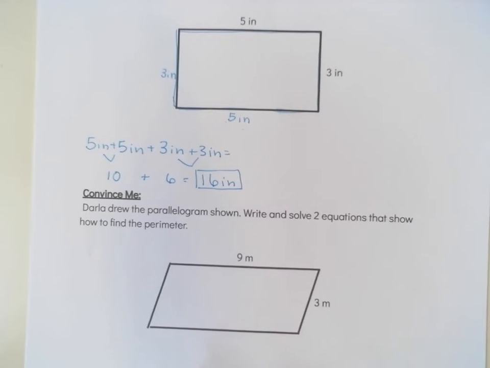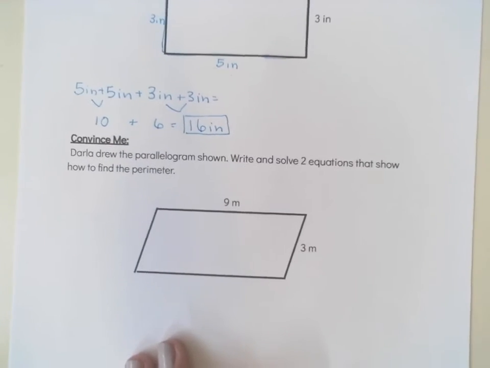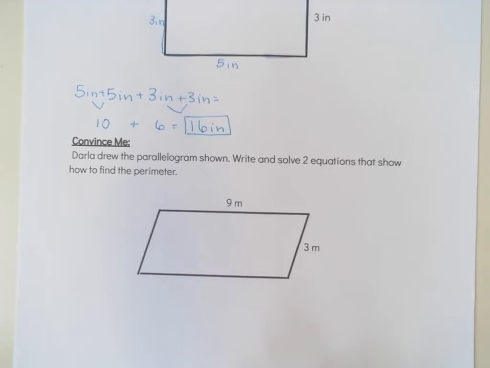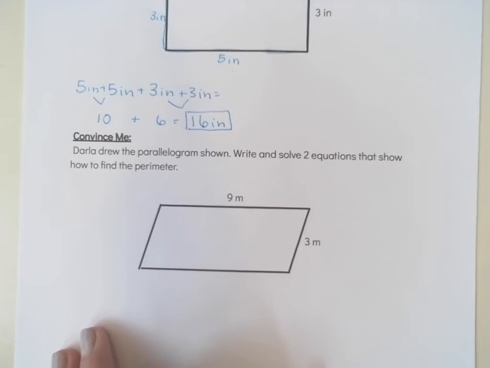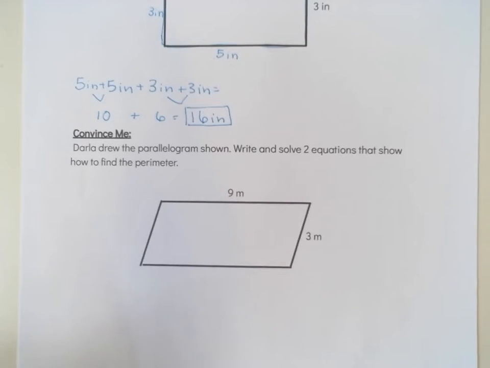Number 2 says, Darla drew the parallelogram shown. Write and solve 2 equations that show how to find the perimeter. So we know that this shape is our parallelogram, which means that both the length and the width are parallel sides, which means they will never touch. So if she drew this parallelogram, using what we know from the example above, from our solve and share, how could we find the perimeter of this parallelogram?